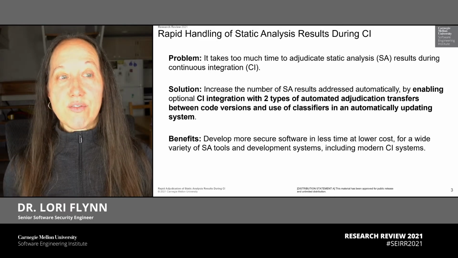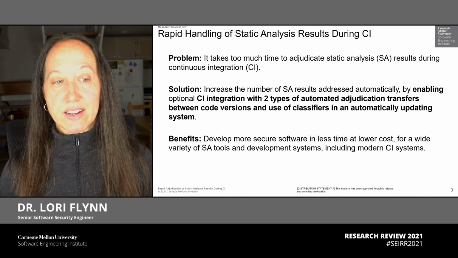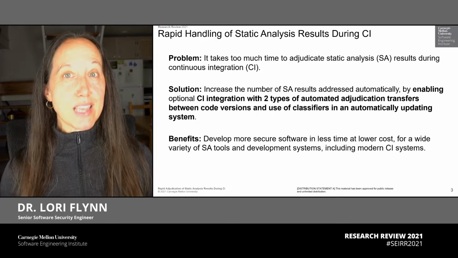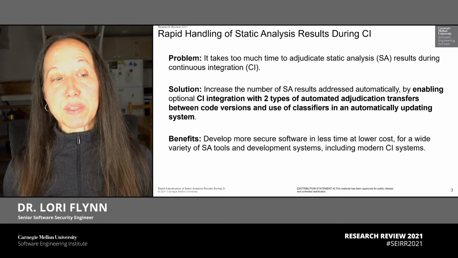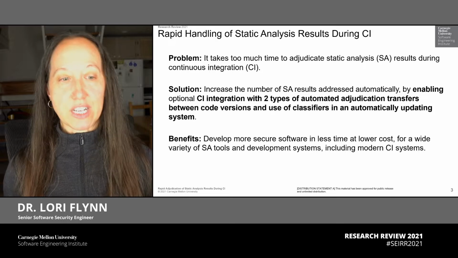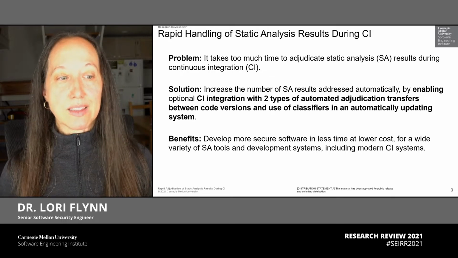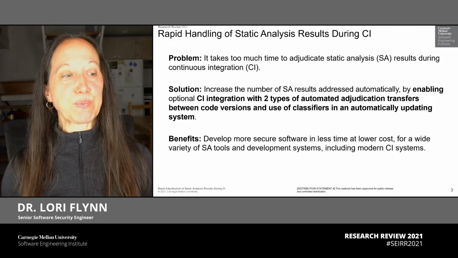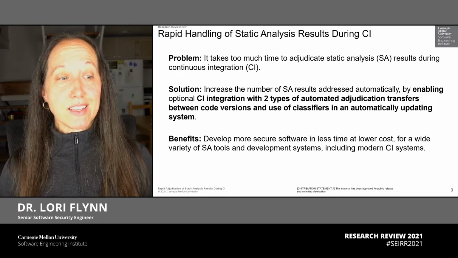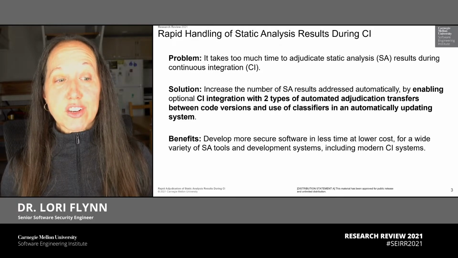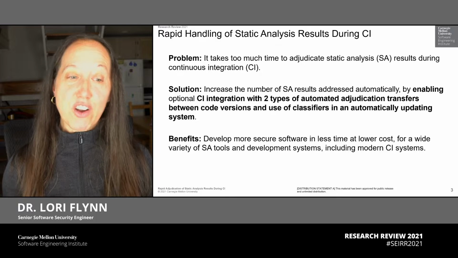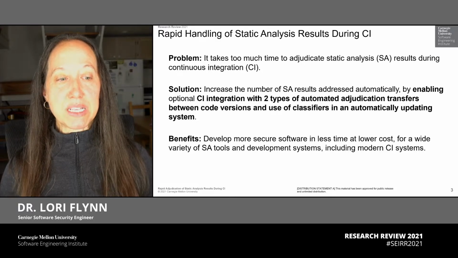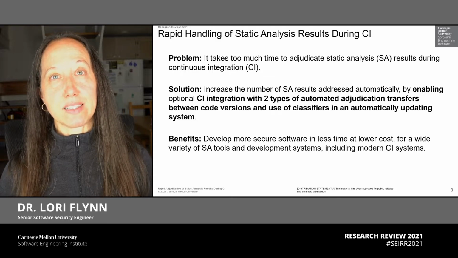The problem this project addressed is that it takes too much time to adjudicate static analysis results during continuous integration. Our solution involves increasing the number of static analysis results addressed automatically by enabling optional CI integration with 2 types of automated adjudication transfers between code versions and the use of classifiers in an automatically updating system. Benefits include development of more secure software in less time at lower cost for a wide variety of static analysis tools and development systems, including modern CI systems.